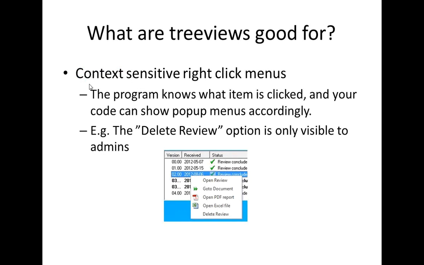Another thing we can do is have context-sensitive right-click menus. Since the code knows which item is clicked, your code can show pop-up menus accordingly. You can even use it to show things that are only available to certain users. For example, the menu I show down here has a delete review option, and this is only visible if you're an administrator of the program.